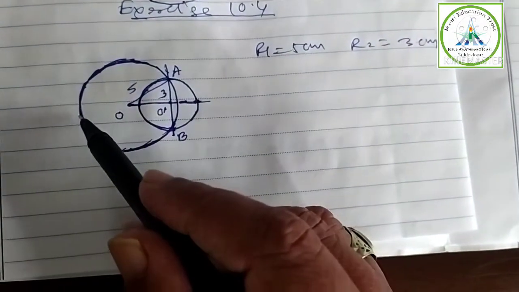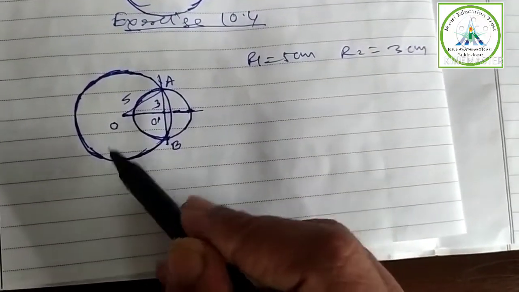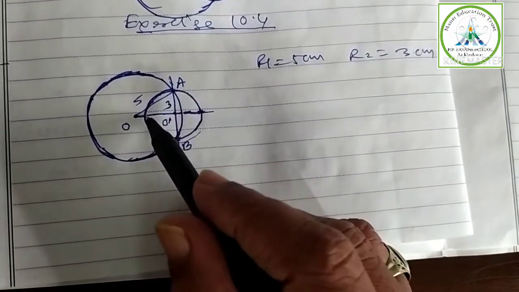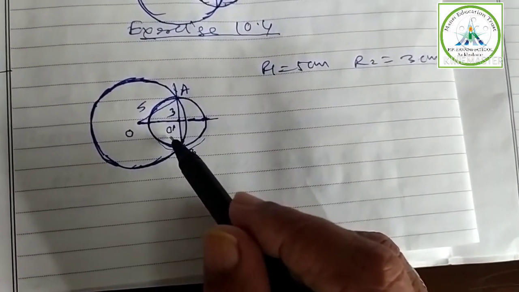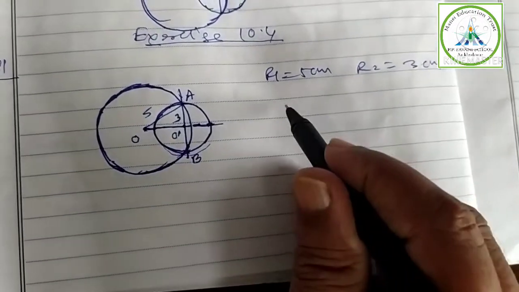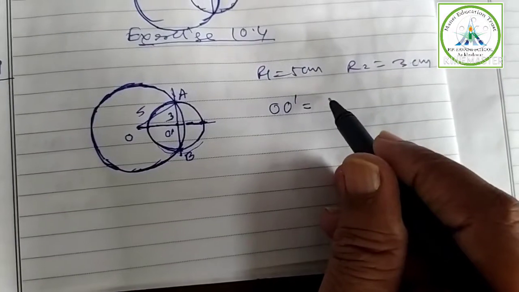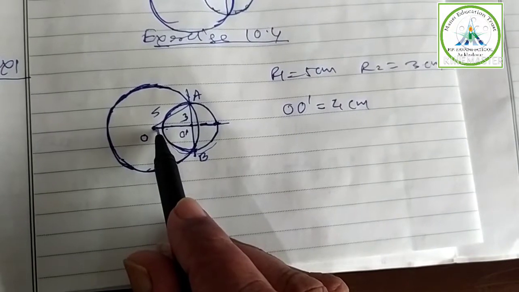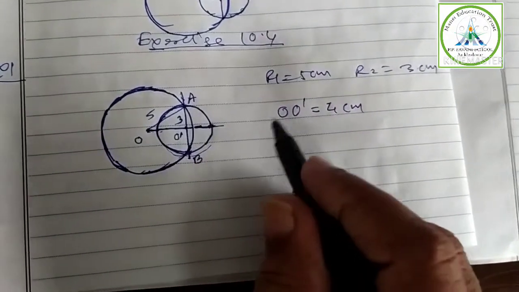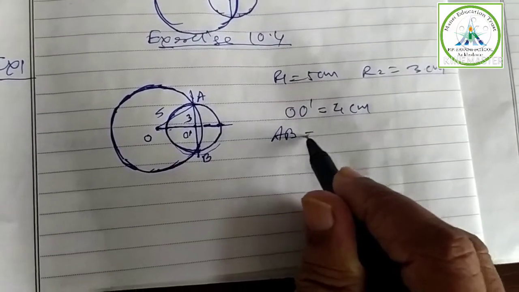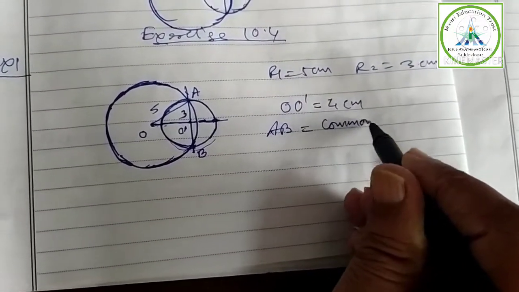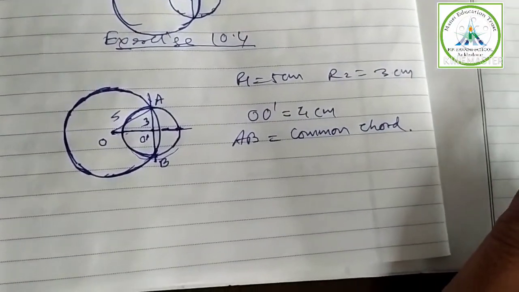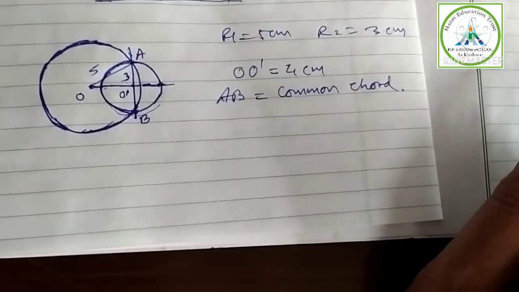Look here, I drew a circle. Big circle with center O and radius 5 cm. And a small circle with radius 3 cm and center O dash. Distance between O and O dash equal to, yes, you are given 4 cm. Clear, students? And AB is the common chord. Okay? Right? Now they are asking to find the length of the common chord.